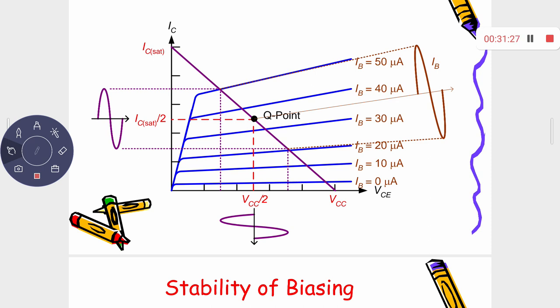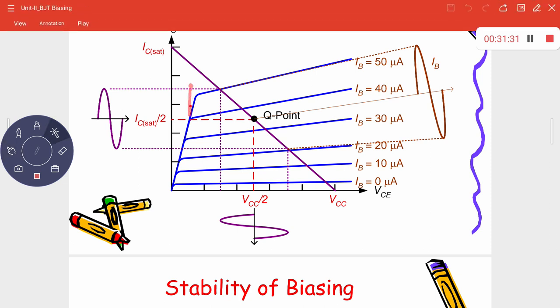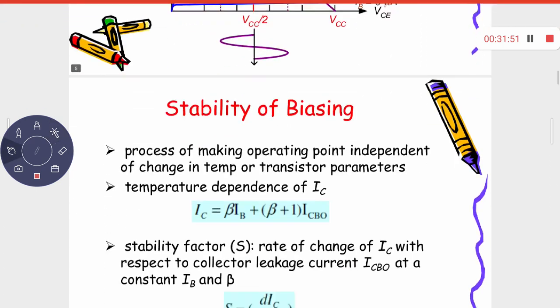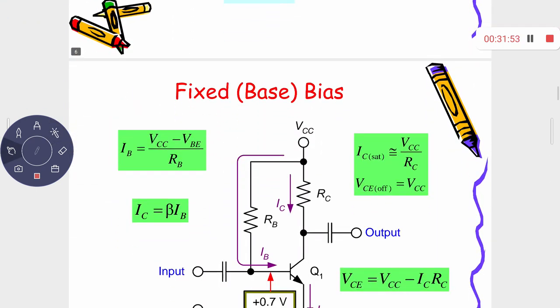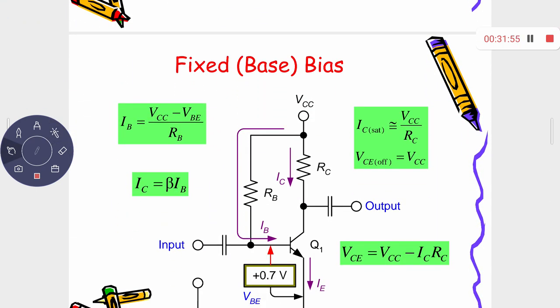VCE saturation is this voltage. It will be given, it's a property of the transistor itself. This voltage is VCE saturation. This is the saturation region, this is the cutoff region, and this is the active region. Okay. We will discuss a few such biasing techniques.